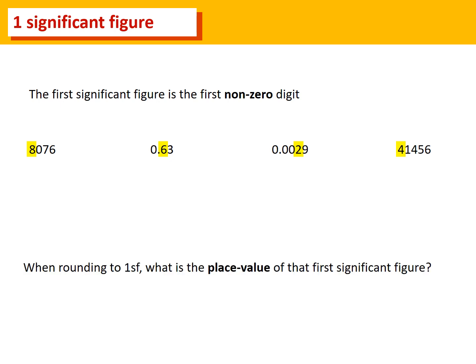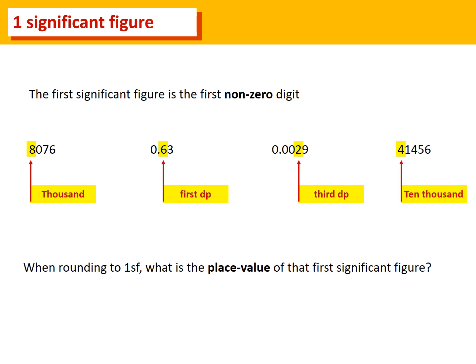Now, we ask ourselves, when rounding to one significant figure, what is the place value of that first significant figure? So what's the place value of the number I've highlighted? In the first number, that number 8 is in the thousands column. In the second number, the 6, that's the first decimal place. In the third number, the 2, that's the third decimal place. And finally, the 4 in the last number is in the 10,000s column. So, for each number, when we round off to one significant figure, we round off to that place value.